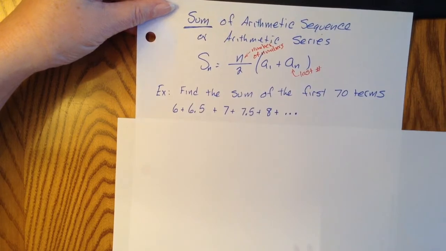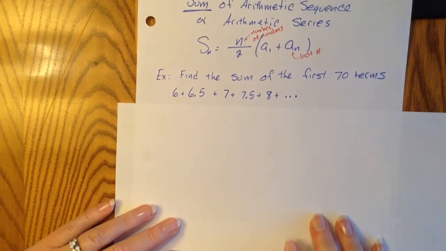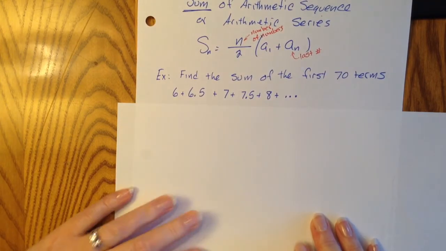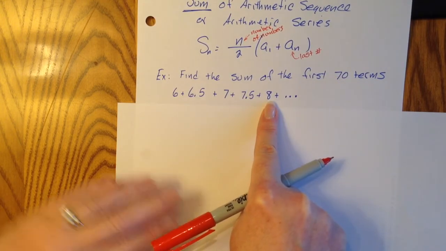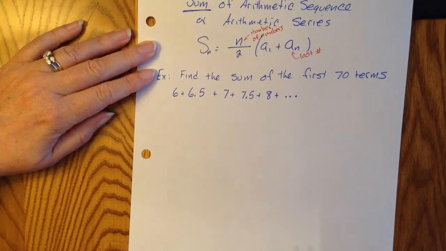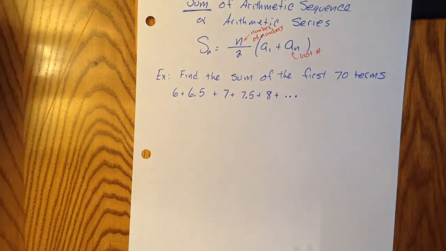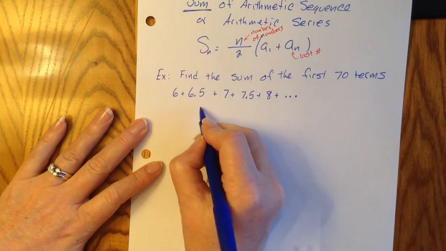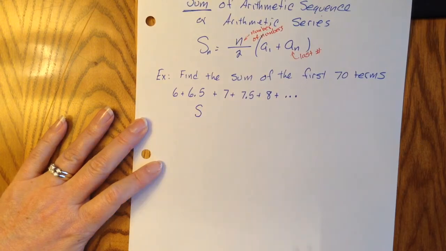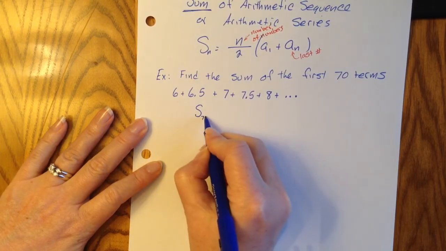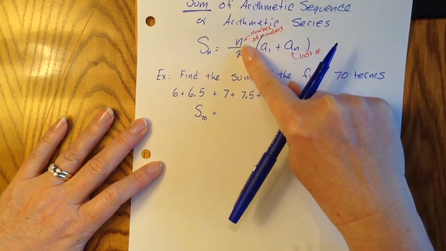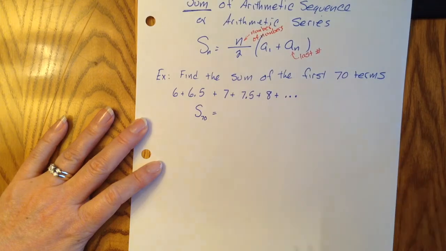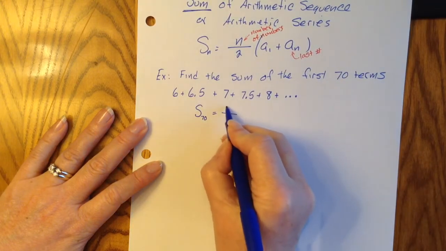All right, here's our problem. It says here to find the sum of the first 70 terms of this sequence. Okay, 70 terms. We can do this. So here's my idea. If we're finding the sum of the first 70 terms, we're finding S sub 70. How many numbers would we be adding up? What would be the number of our numbers? Well, it would be 70.